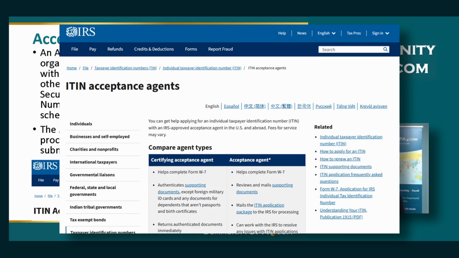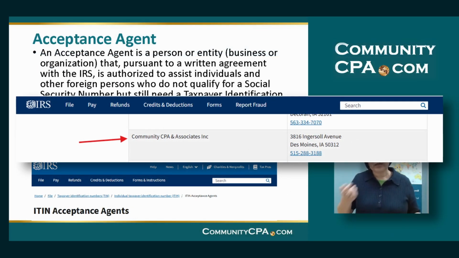This is the IRS website. You go to irs.gov and look for ITIN acceptance agents. When you come here, you put in the postcode or your city, and they will give you the acceptance agency in your area. So if you look up Community CPA, we are one of those. There's a lot of them, so it is not like we're the only one.